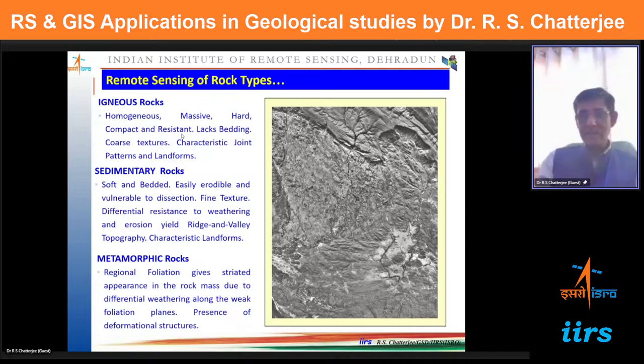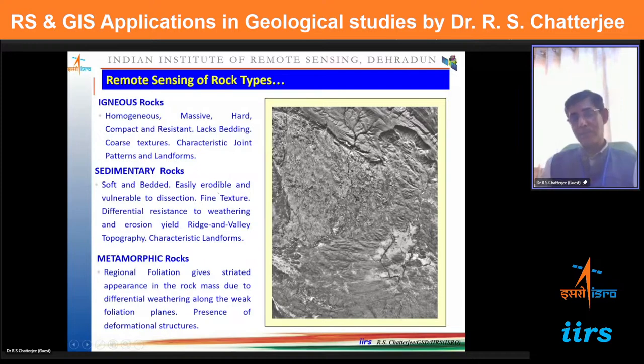So because of that, this is the appearance of the igneous rocks. The texture is very coarse. There is the scooping out effect. Whereas sedimentary rocks are very soft. They are deposited. They are bedded, layered rocks. They are easily erodible, and they are very vulnerable to dissection. So there is a lot of drainage. You can see the surface will be smooth. Their texture is very fine, and they have differential resistance to weathering and erosion at the different layers.